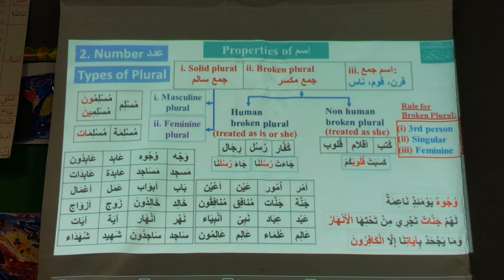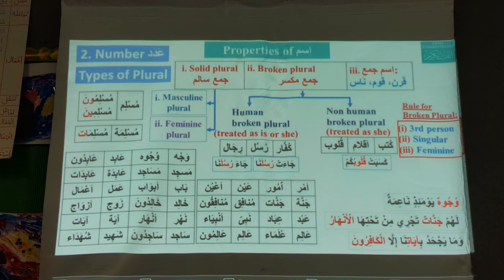So these are a few examples. We should know the solid plural and broken plural very well, because broken plurals are used in the Quran many times, and we should know that they are treated as third person, singular, feminine gender. This is the main rule to understand. Also, non-human solid feminine plurals like jannat, ayat are treated like third person, singular, feminine gender. So these are also treated according to this rule.